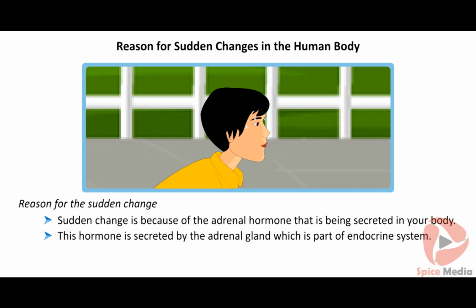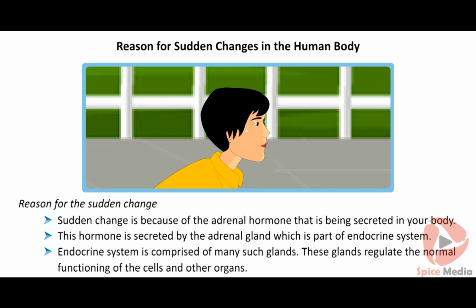This hormone is secreted by the adrenal gland, which is part of the endocrine system. The endocrine system is comprised of many such glands. These glands regulate the normal functioning of the cells and other organs. Let's learn about these endocrine glands and its secretions in detail.